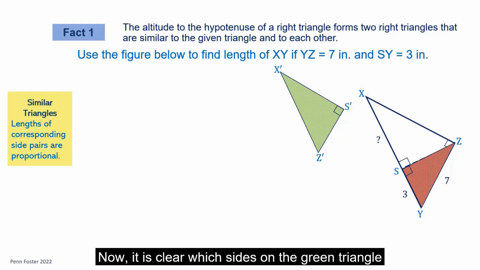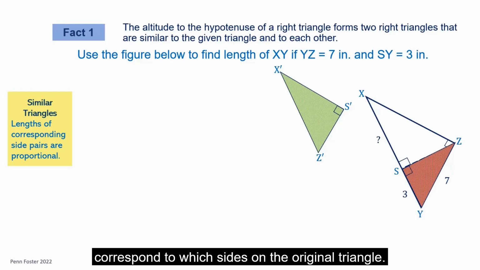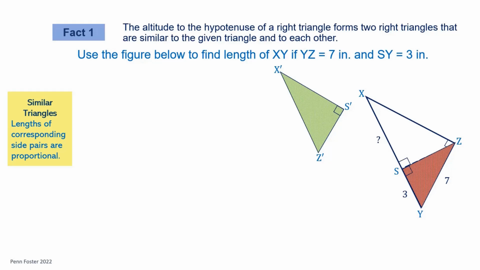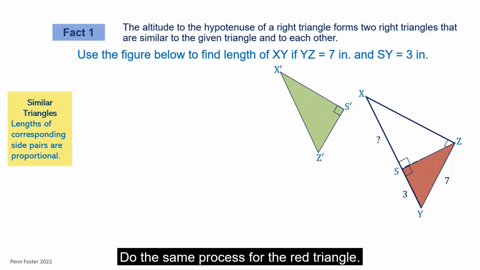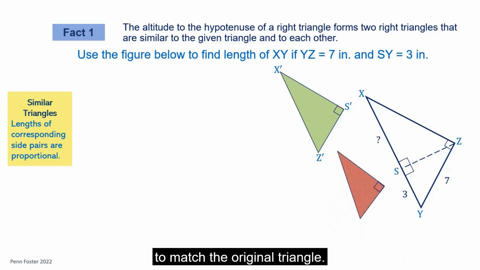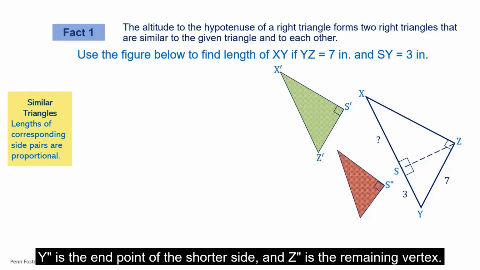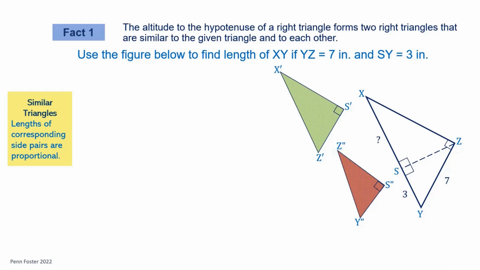Now it's clear which sides on the green triangle correspond to which sides on the original triangle. Do the same process for the red triangle. Take it out of the bigger triangle and change its position to match the original triangle. Again, S'' is where the right angle is, Y'' is the end point of the shorter side, and Z'' is the remaining vertex.